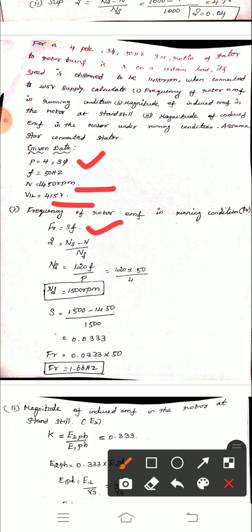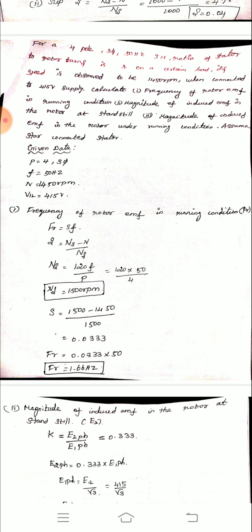The formula for the slip is Ns minus N divided by Ns. We don't know the value of the Ns. To find the Ns, use 120 F by P. So substitute all the values, we get Ns is equal to 1500 rpm. Already we know N equal to 1450 rpm. Substitute, the slip is 0.0333. So substitute Fr is equal to S into F, S 0.0333 and F is 50. The frequency of rotor EMF in running condition is 1.66 Hz.